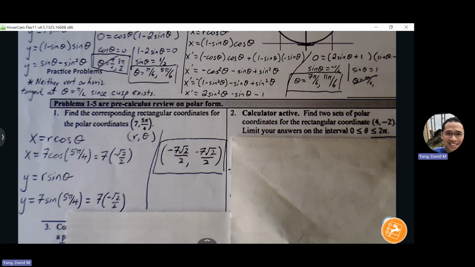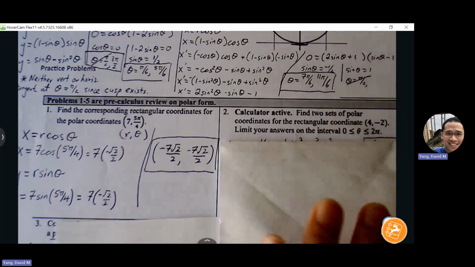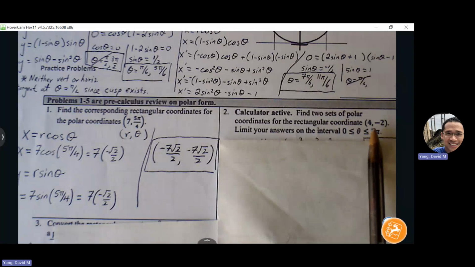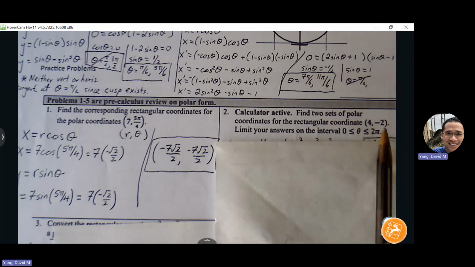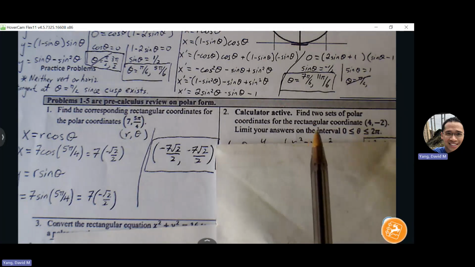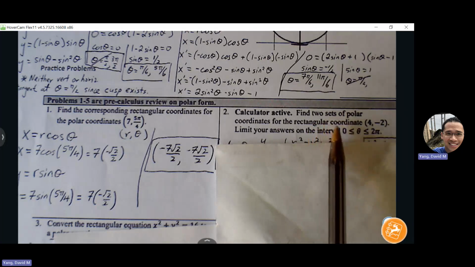All right, number 2, find two sets of polar coordinates for the rectangular coordinate 4, -2. To get from rectangular to polar, we're going to use the Pythagorean theorem. We know x squared plus y squared equals r squared. And also we can use inverse tangent, right? Tangent theta equals y over x. So it wants two sets of polar coordinates.